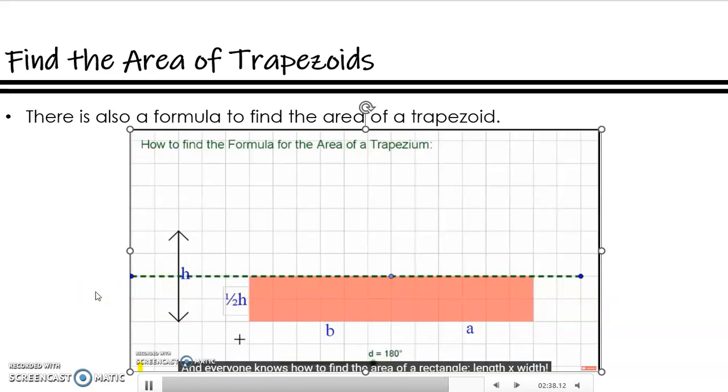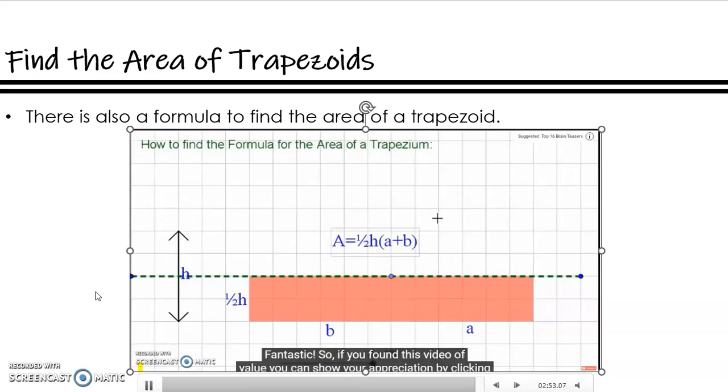And then they're going to remind you that you need to add B and A. And there's your formula for finding the area of a trapezoid. The formula is 1/2 times the height times base A plus base B. So let's give it a try.